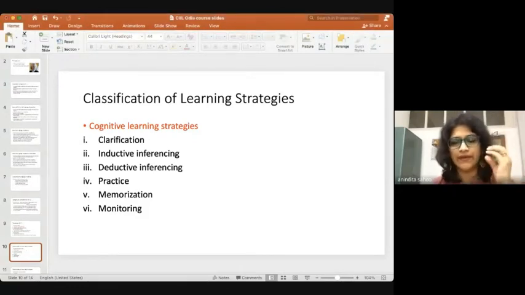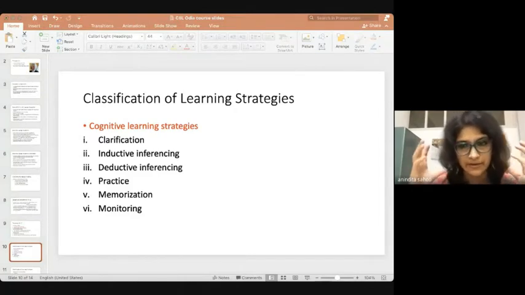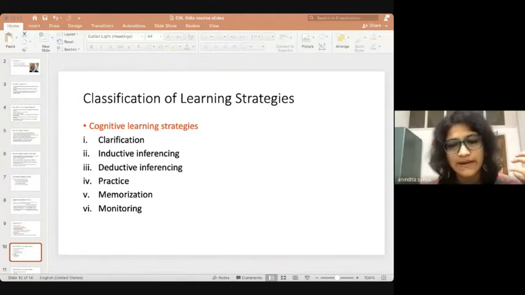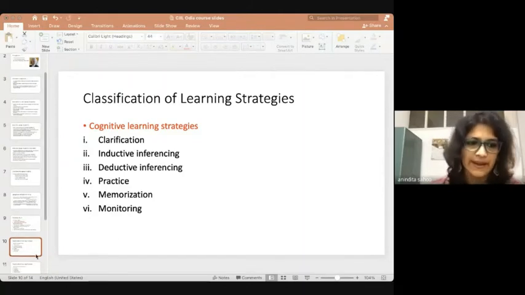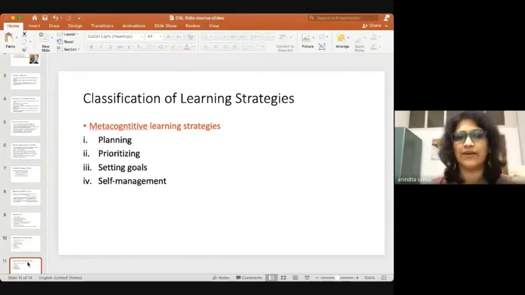That means you have to apply the cognitive, like you have to target their cognitive domain. You have to find out, or you have to mention cognitively what are the processes, steps, methods that have to be deployed. And after that, we also have the metacognitive. And metacognitive learning strategies are primarily instructor-centric.